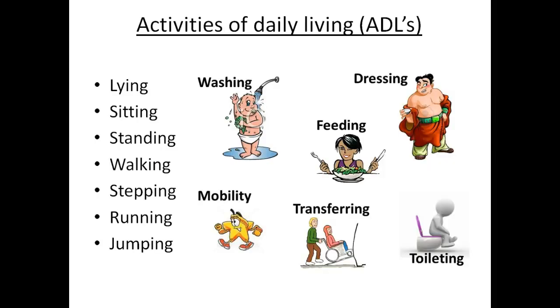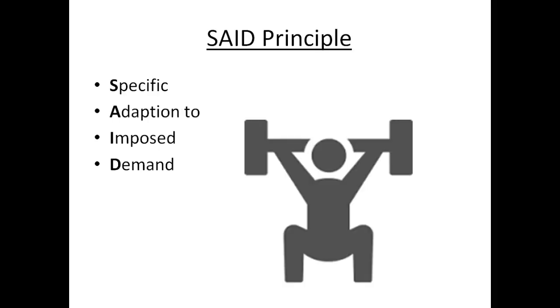So we've got activities of daily living that you can see here. We require different positions, might be lying, sitting, standing, walking, stepping, running, jumping, all sorts of stuff that we need to think about rather than just walking, which is our main consideration. We've got to think about the SAID principle, the specific adaptation to imposed demand. That is, if you practice something, you get good at that something. If you practice walking, you get good at walking. Doesn't make you good at running.